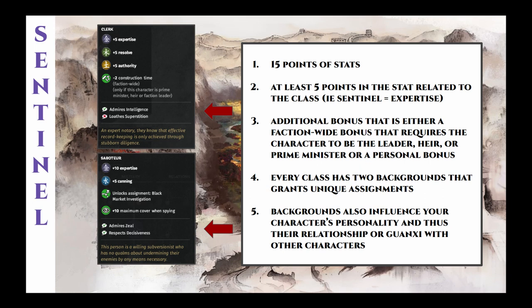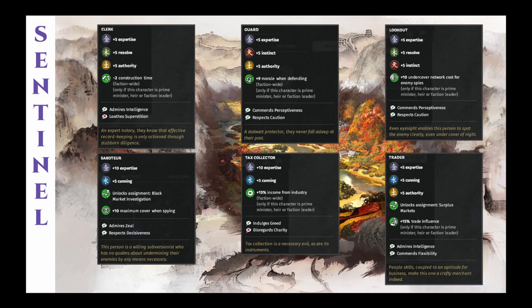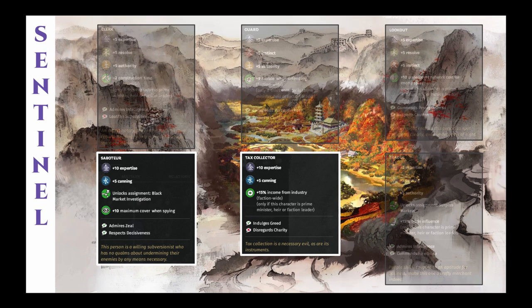So, going back to the 6 backgrounds for the Sentinel class, we can first focus on the Saboteur and Tax Collector here, as they're the only 2 that provide 10 points in expertise. This is key for when you are looking for a high expertise Sentinel to become your administrator, as that role is often the main function for Sentinels in the game. Next, let's look at the 5 backgrounds here.